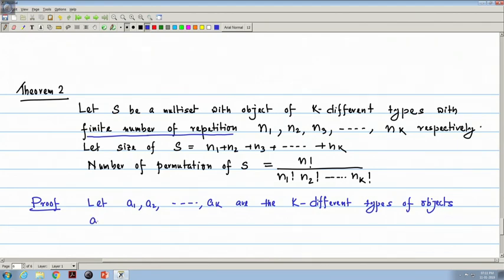And A1 is with repetition, finite repetition with n1 repetition. That means n1 number of A1. Similarly, A2 is with n2 repetition and AK is with nk repetition.